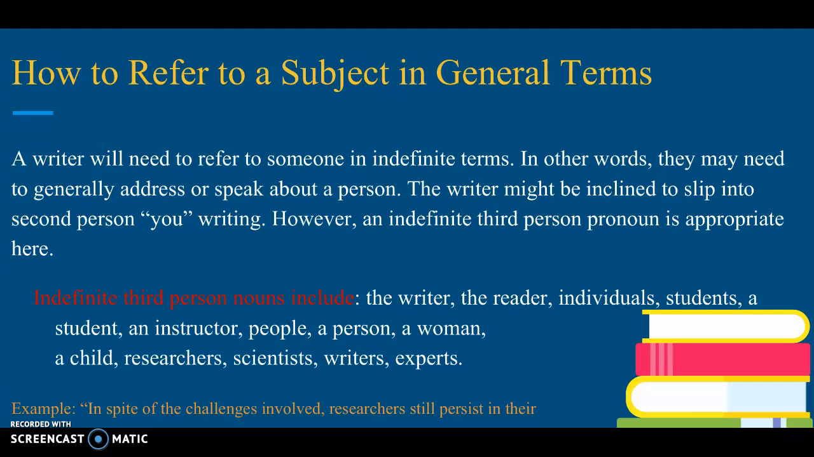Examples of indefinite third-person nouns include the writer, the reader, individuals, students, a student, an instructor, people, a person, a woman, a child, researchers, scientists, writers, and experts. An example is, in spite of the challenges involved, researchers still persist in their endeavors. I'm sorry, I left out the last word.